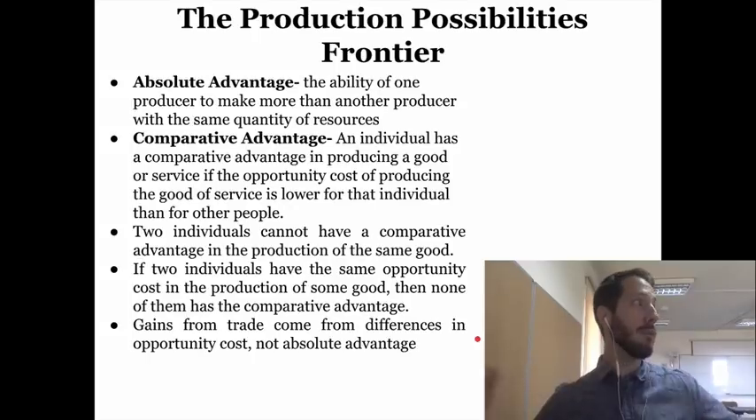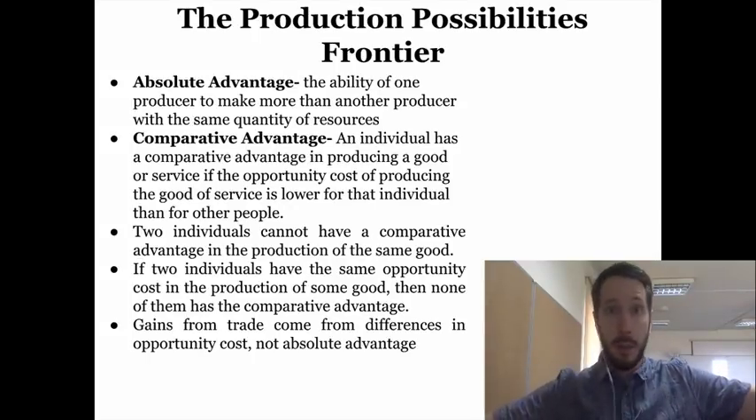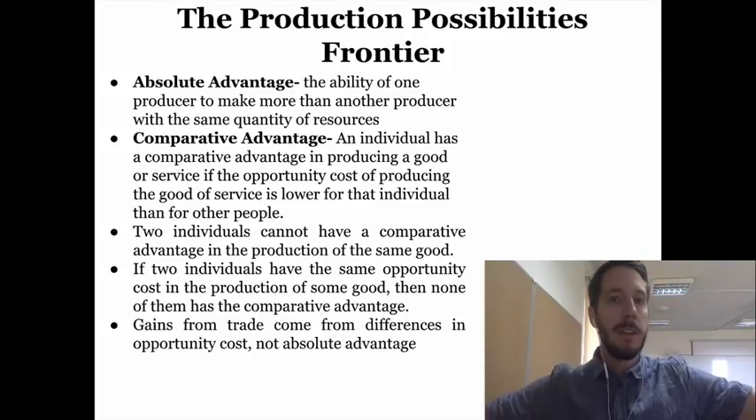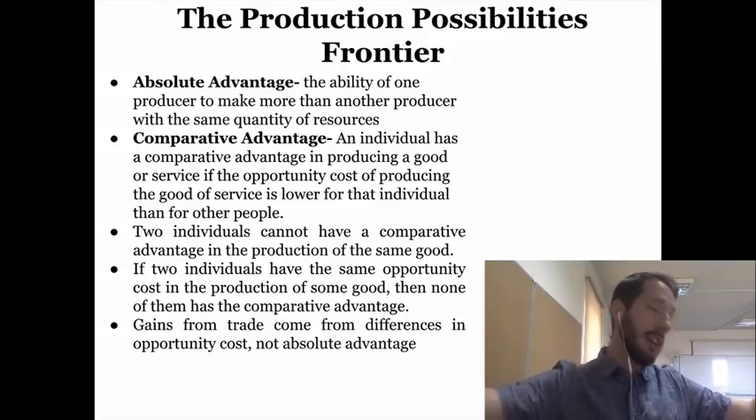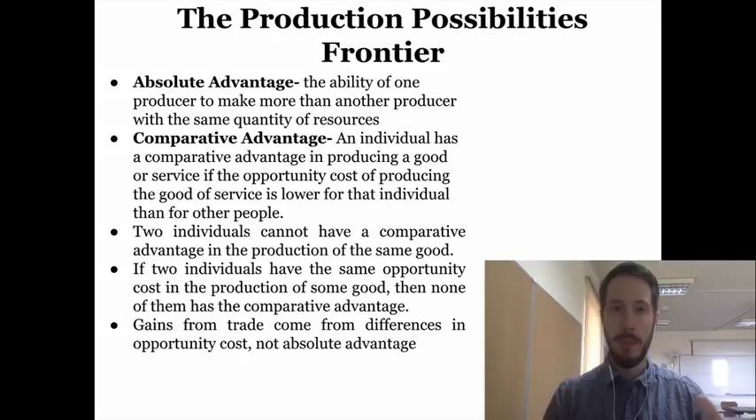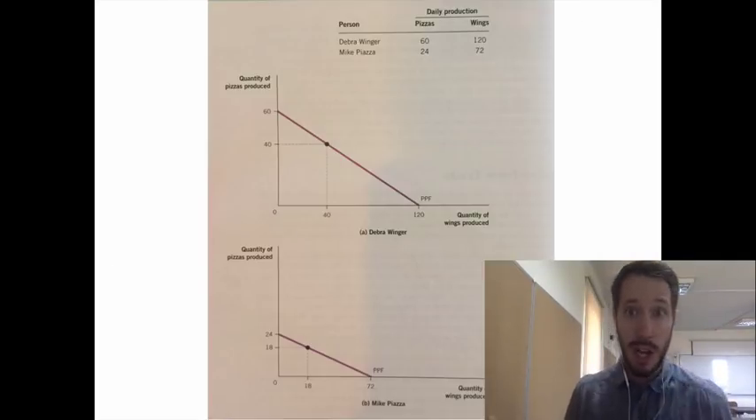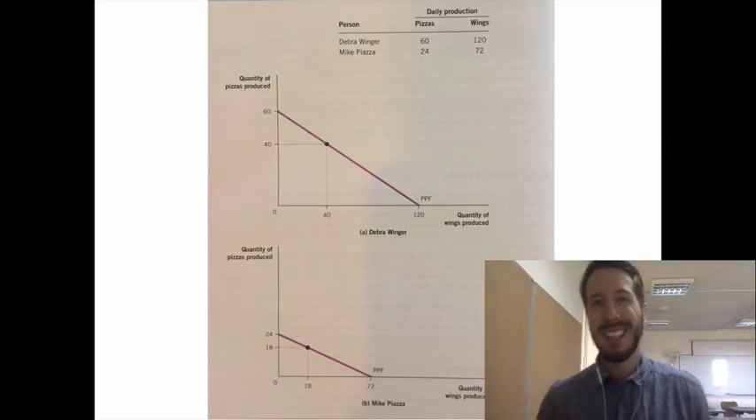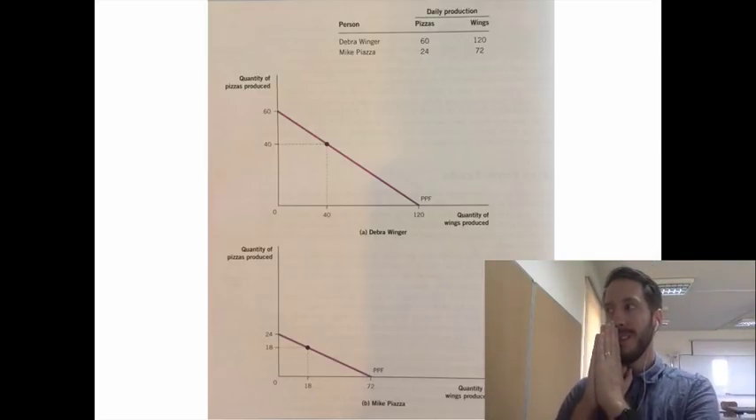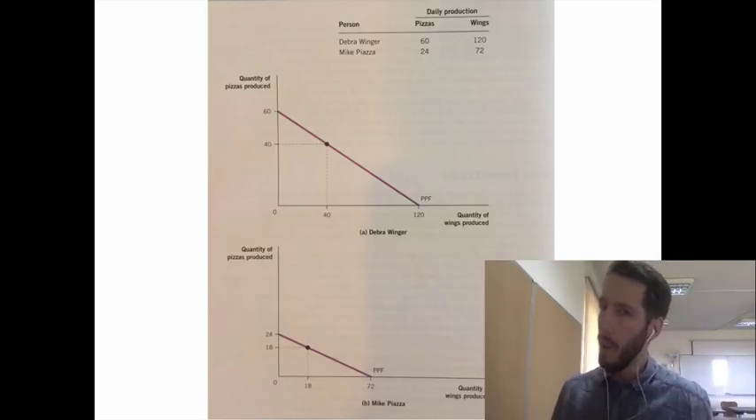So if I can produce more goods than another person, just because I'm producing more doesn't mean I could gain from trade. They could have a better opportunity cost, a comparative advantage, even if I have absolute advantage on everything. So let's look at an example here to illustrate what we just talked about.